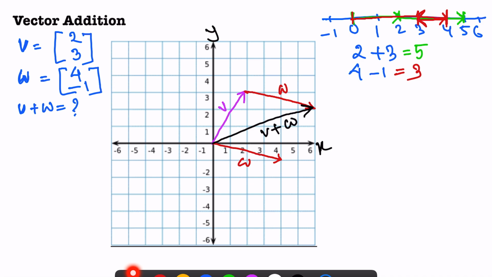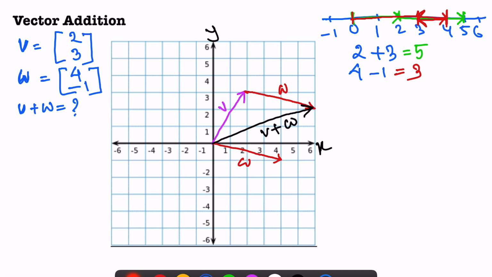Now, instead of doing this x update, then y update, then again x update, then y update, what we can do is first do all the x updates, then all the y updates. So for the vector v, we will move 2 steps in the positive x direction. Then for vector w, we'll move 4 steps in the positive x direction. Then from that point, for vector v, we'll move 3 steps in the positive y direction. Then for vector w, we'll move 1 step in the negative y direction. Then we'll also reach the same target.